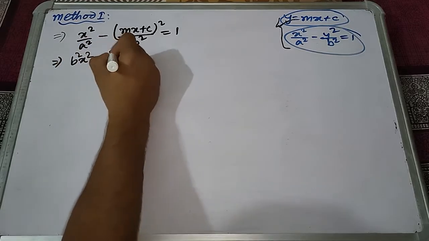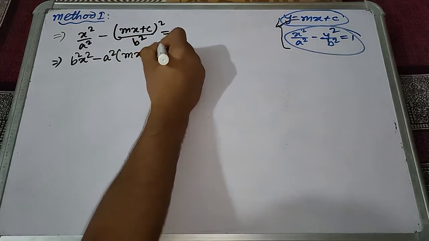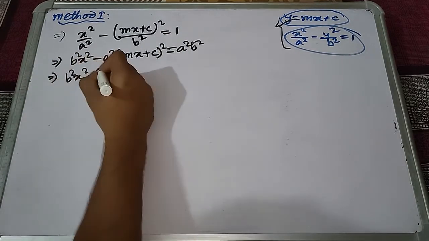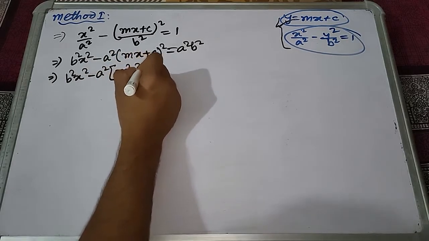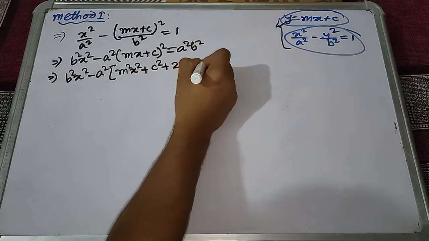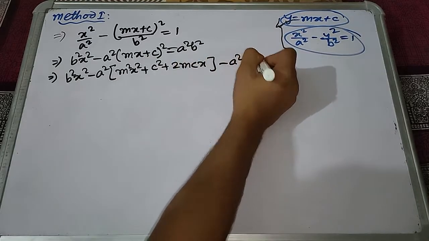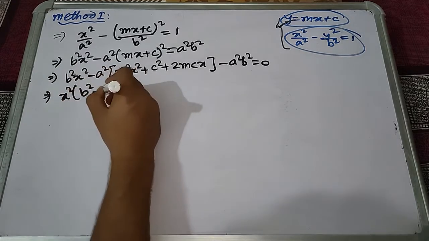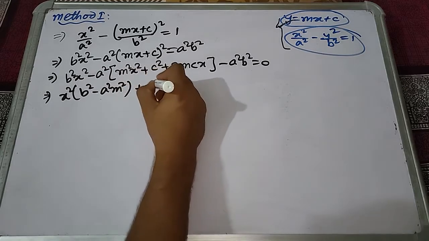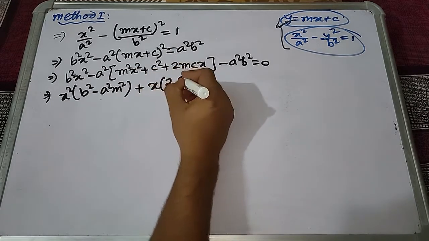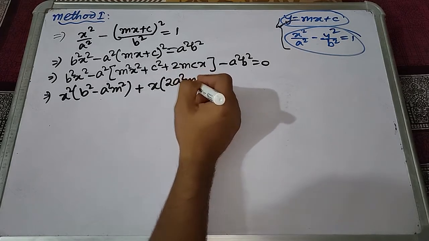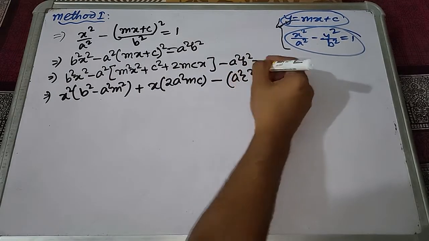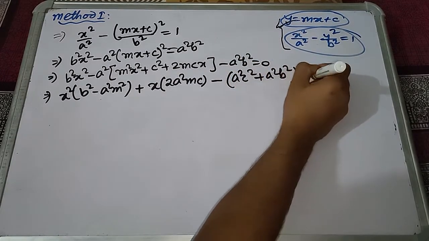b square x square minus a square into (mx plus c) whole square equals a square b square. Okay, so this becomes b square x square minus a square into (m square x square plus c square plus 2mcx) minus a square b square equals 0. Correct. So if you try to separate the coefficient of x square, this is (b square minus a square m square) x square minus 2a square mc x, correct, and minus of (a square c square plus a square b square) equals 0.